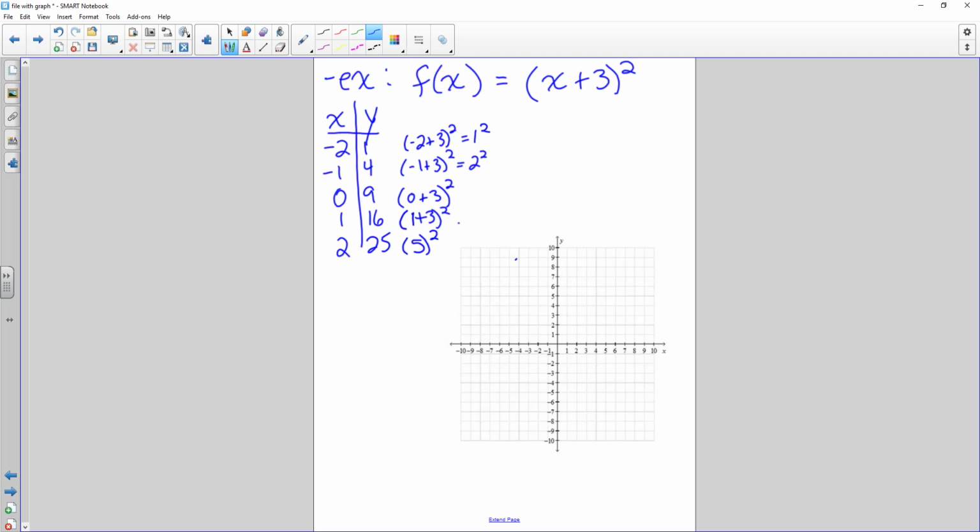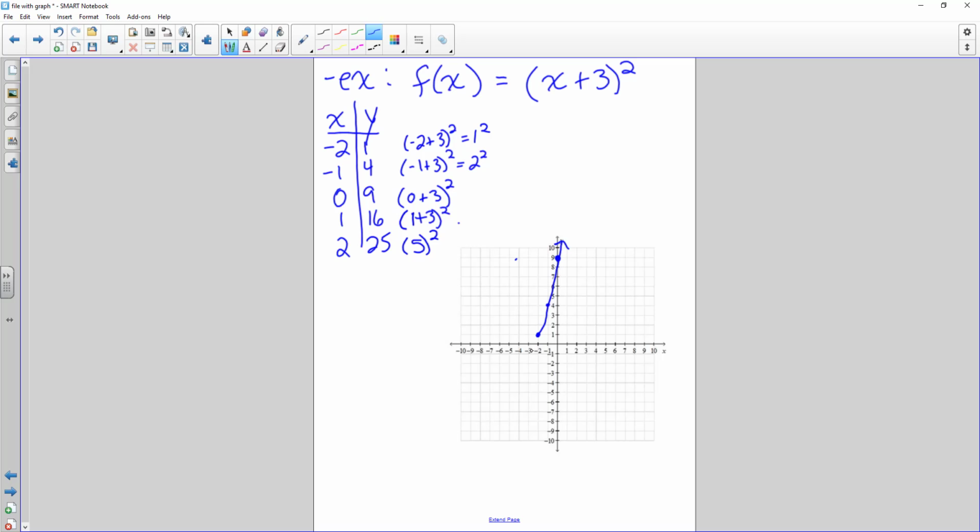Which is 1. So let's see what this looks like so far, but I might need to do some more points. So negative 2, 1, negative 1, 4, 0, 9, and then these other ones are off the graph because basically right here it's this part of the parabola going up.